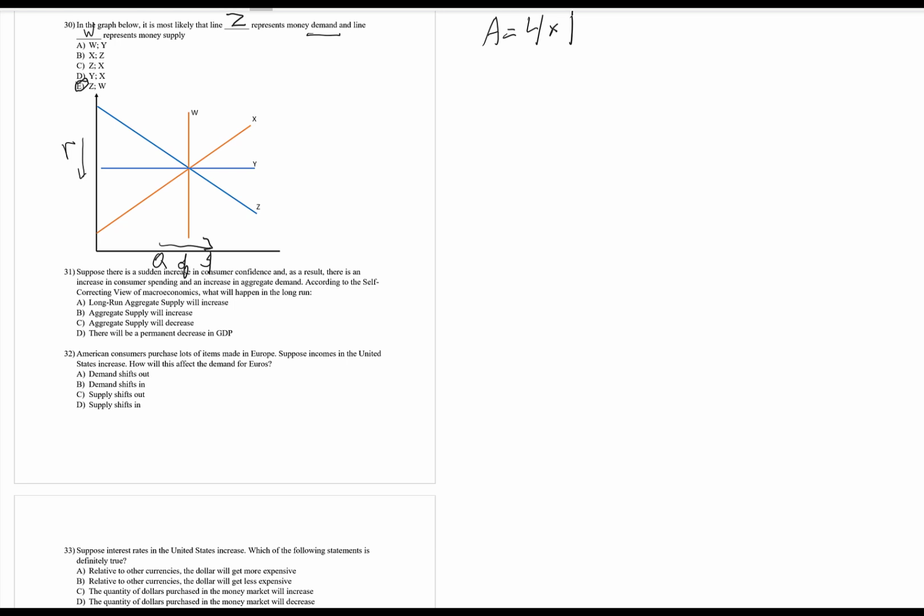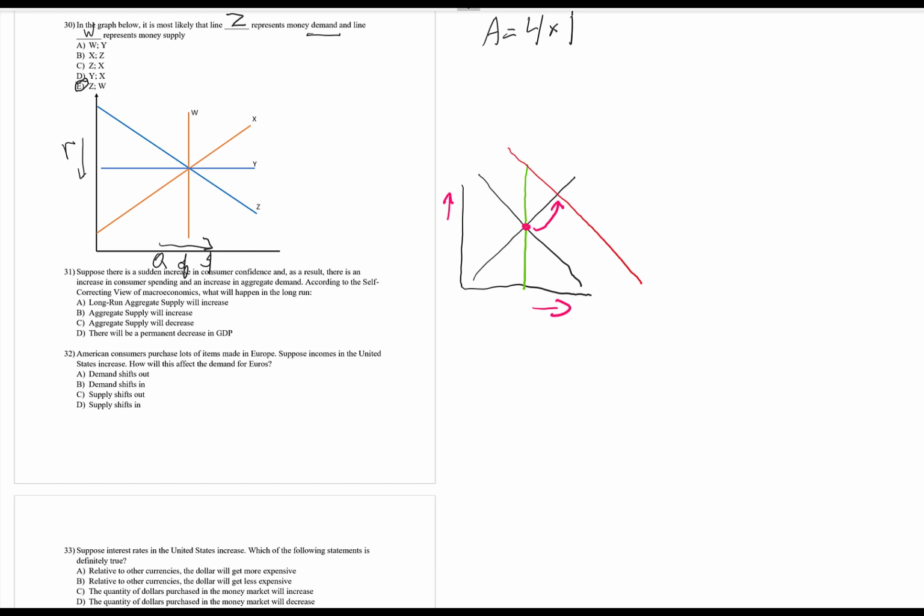So for 31, let's go ahead and draw an aggregate demand, aggregate supply curve. So we start off right here in long run equilibrium. And we have an increase in aggregate demand. Notice that what that does is moved us from here up to here. So we had an increase in price and an increase in GDP.